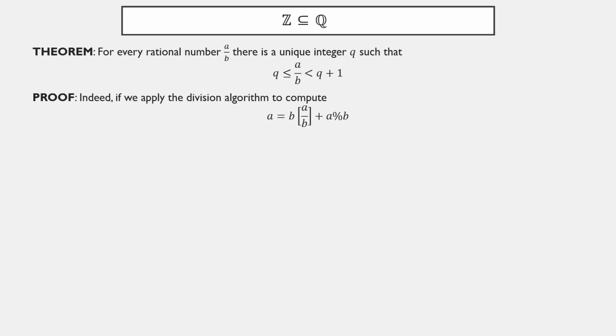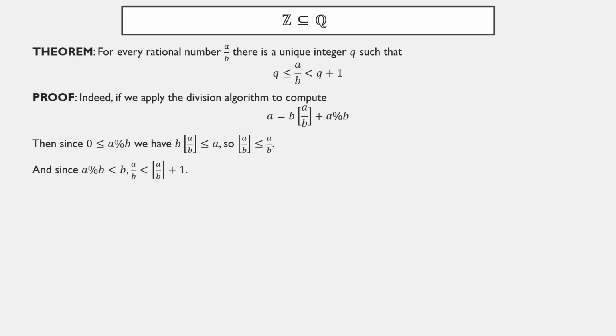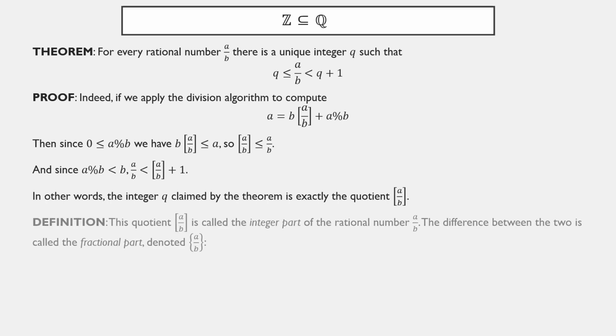So we can take the division algorithm and do the floor of a over b, and then plus the remainder, a remainder by b. Since the remainder is bigger than or equal to 0, we have that b times this quotient, the floor of a over b, is less than or equal to a. In other words, the quotient is less than or equal to a over b, but similarly, the remainder is strictly smaller than b, meaning that a over b is strictly smaller than this quotient plus 1. In other words, the integer claimed by the theorem is exactly the quotient.